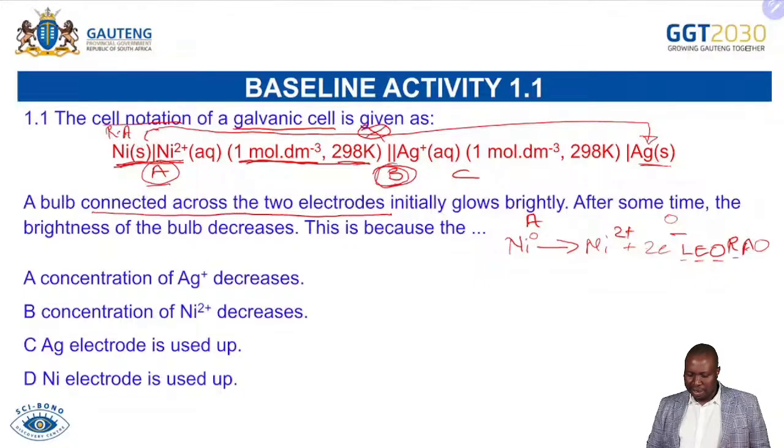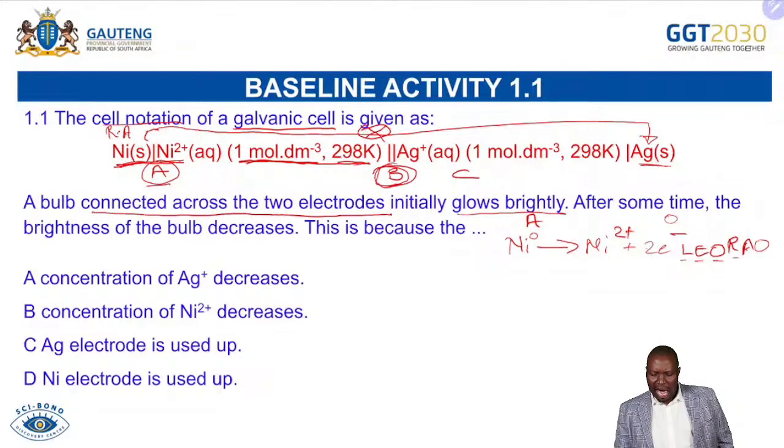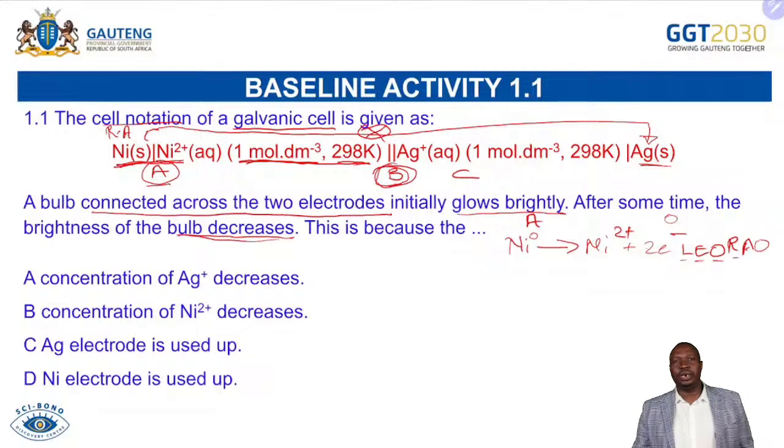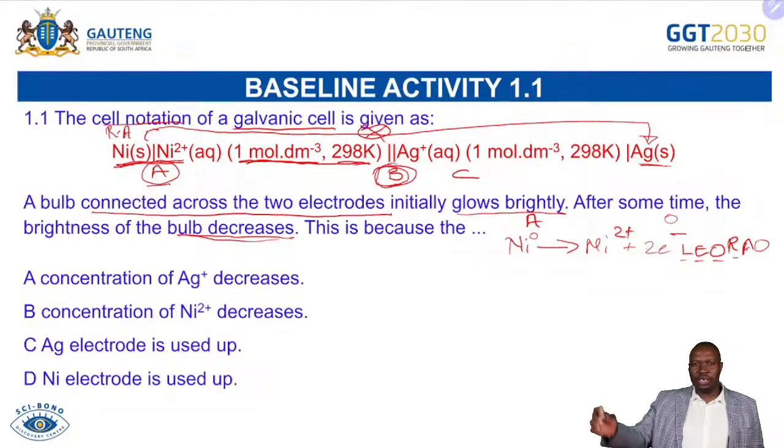We have a bulb connected. And then they're saying initially this bulb will glow brightly, so it will be bright. After some time, the brightness of the bulb decreases. What is happening? What makes the brightness start to decrease? Remember, the first condition was that the initial concentration was 1 mole per cubic decimeter.